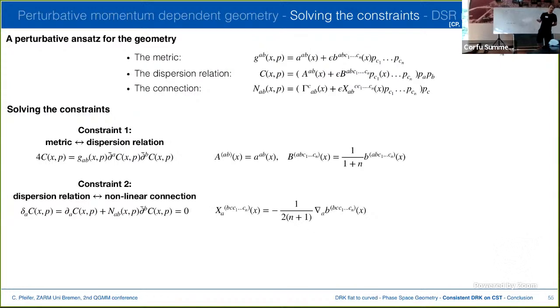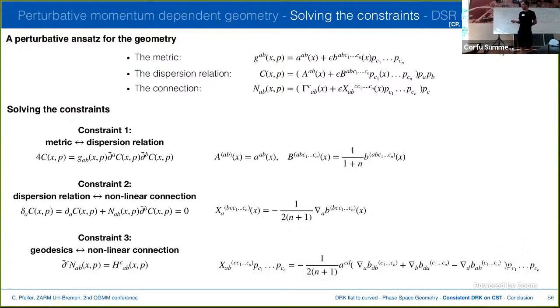The second constraint tells us about the dispersion relation and the nonlinear connection, how they are related. And there you find a relation between this x and this b, but this b was already expressed by the small b. So in the end, you find a relation between the dispersion relation and the momentum space metrics. And what you find is that this covariant derivative in the perturbative approach is just the Levi-Civita covariant derivative of this metric. So you find that the momentum-dependent corrections to the connection are generated by the covariant derivative of the perturbations of the metric. And for example, you could construct a geometry which is really just GR by demanding that this is covariantly constant.